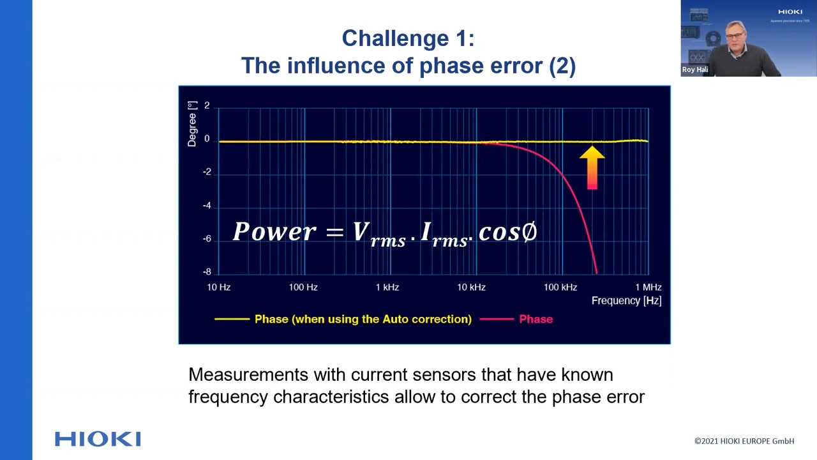All measuring systems are affected by phase error. The equation for real power is shown here. To be able to measure power accurately, it's necessary to accurately measure the voltage, the current, and the phase and the power factor. Generally speaking, the voltage measurement is quite simple. For the current measurement, it's different, however.